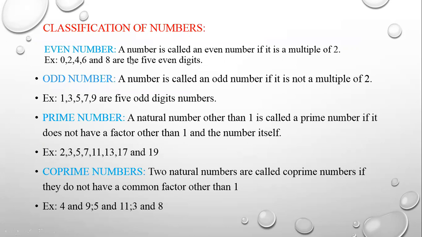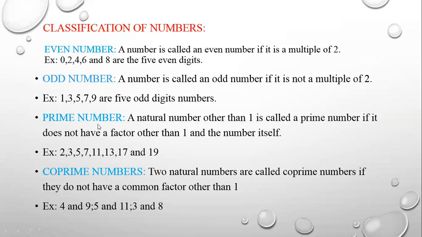What is an even number? A number is called an even number if it is a multiple of 2. This we have to remember when we talk about even numbers. Examples are 0, 2, 4, 6 and 8. These are all the 5 even digits. Next is the odd number. When can we say that a number is an odd number? If it is not a multiple of 2. Examples: 1, 3, 5, 7, 9. These are the 5 odd digits.